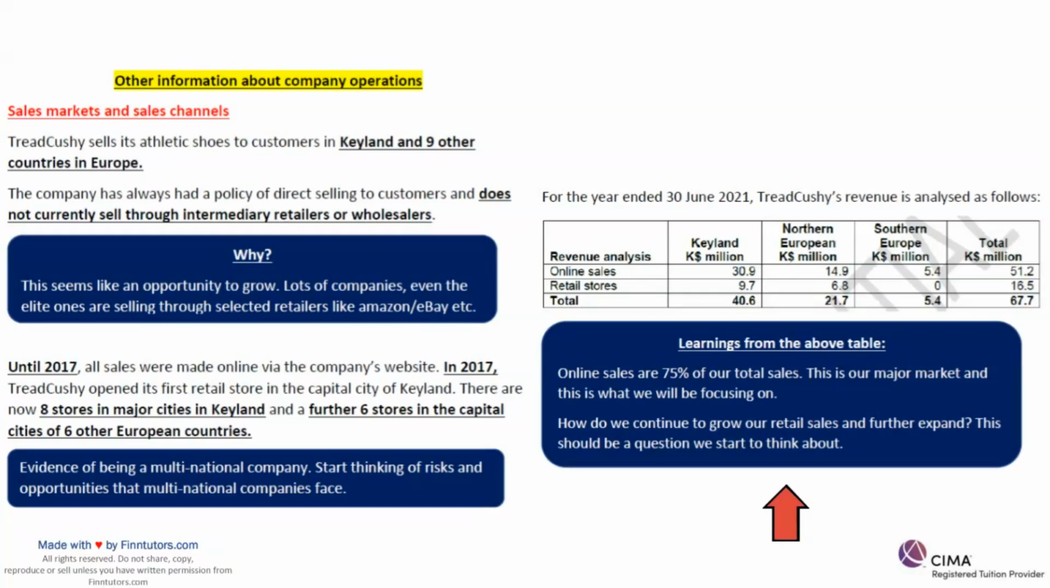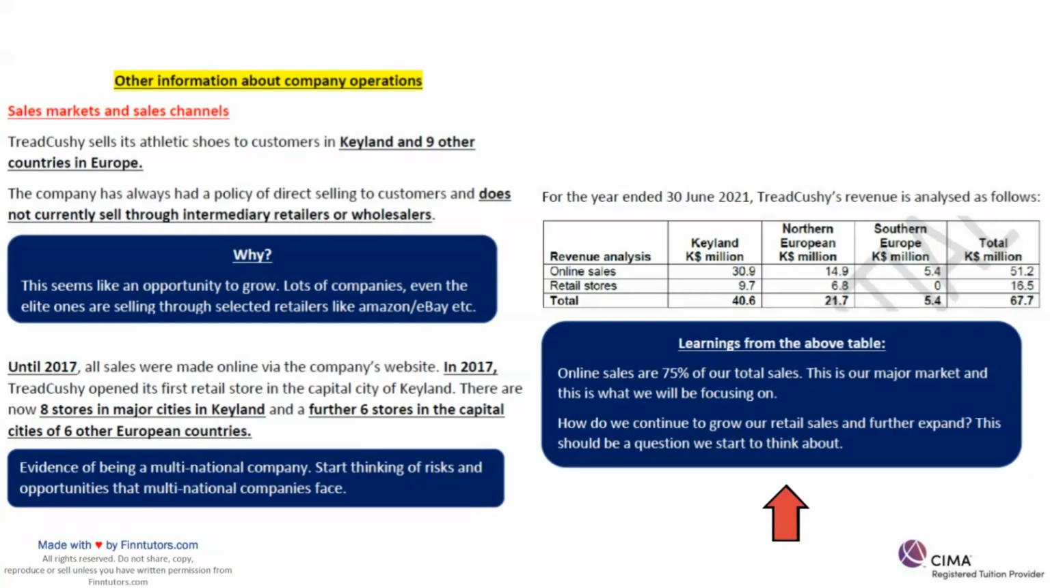Next, until 2017, all sales were made online via the company's website. In 2017, TreadCushy opened its first retail stores in the capital city of Keeland. There are now 8 stores in major cities in Keeland and 6 stores in the capital cities of 6 other European countries, which means total 14 stores is what we have right now. And we sell online as well, which we know.